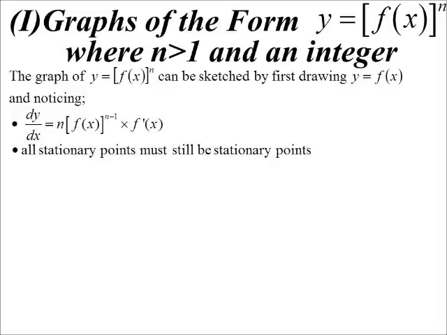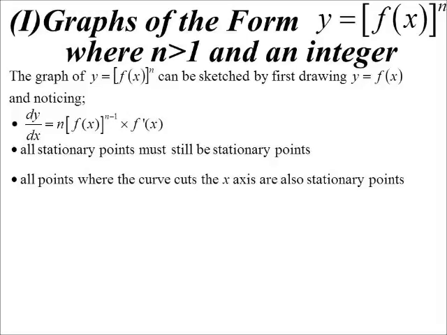But also look inside here, function x. If function x equals 0, we're now going to get a stationary point as well. Because the derivative is, and there it is, function x times that. So any x-intercept of the original curve will become a stationary point. Okay? So all stationary points will still be stationary points. Yes, the y value might be different. We're talking about the x value.